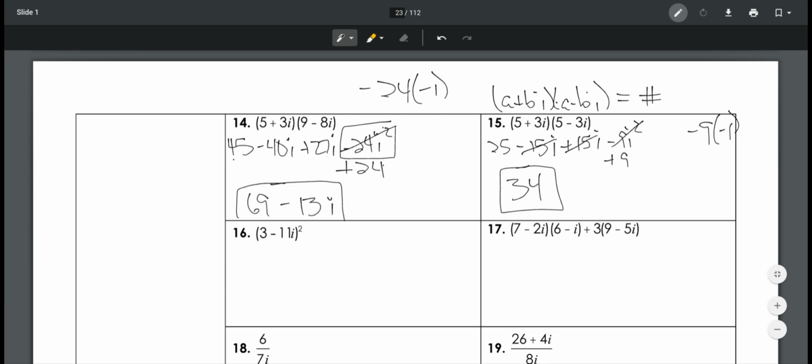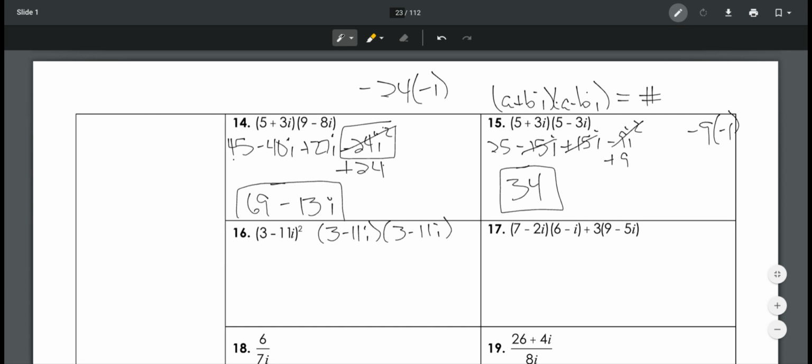Number 16, when you take a binomial and you square it, you have to write it down twice, and then you have to FOIL it. You cannot just square both terms in that parentheses. You're going to have to write it down twice exactly as it is and FOIL it out.